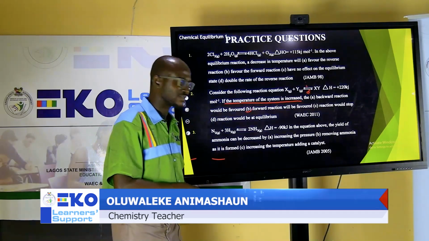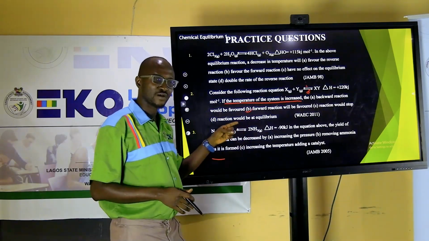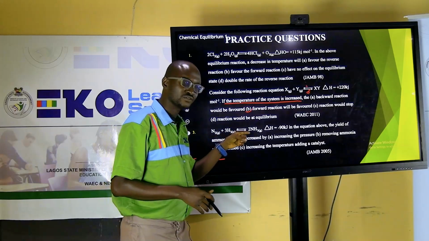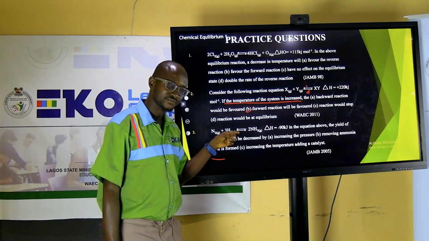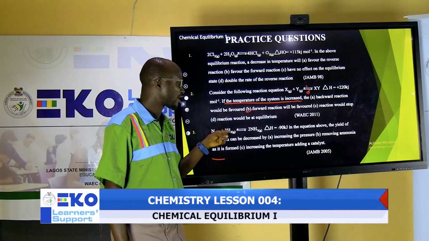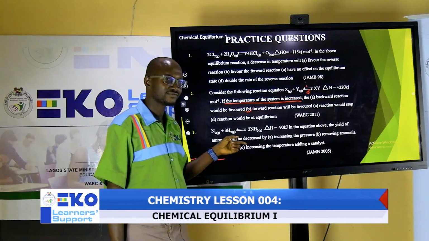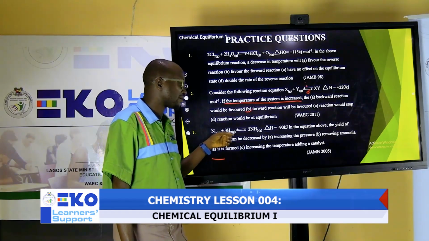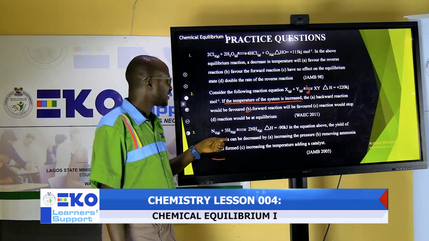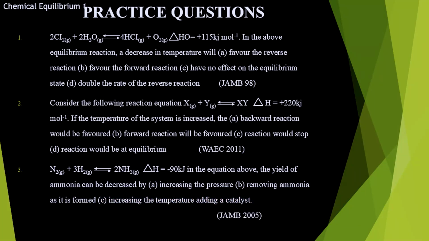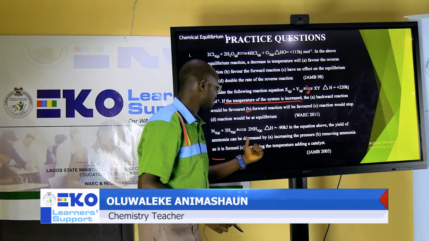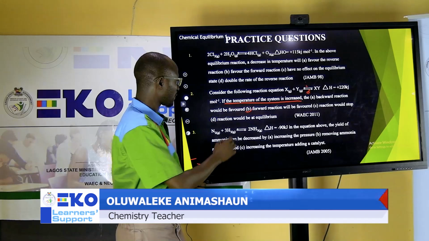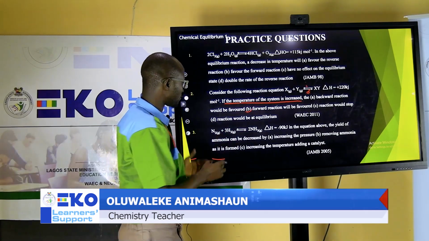So you ask yourself, students, what decreases the yield of ammonia? Is it the forward reaction or the backward reaction? Now let's take it one after the other. The forward reaction, what is it doing? Thank you very much. The forward reaction is producing more of ammonia. But the question is asking us, the yield of ammonia can be decreased by. So in other words, the question is asking us for what will favor the backward reaction, because it's only the backward reaction that decreases the yield of ammonia. So that's what the question is asking us for. What will favor the backward reaction?